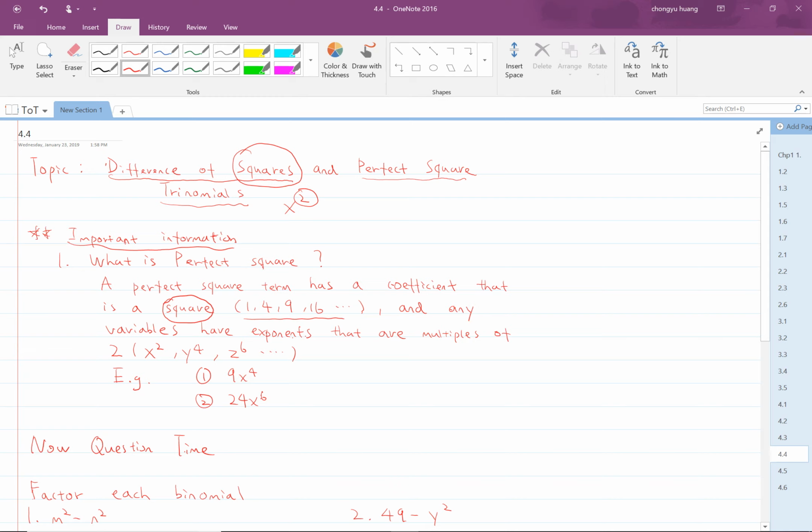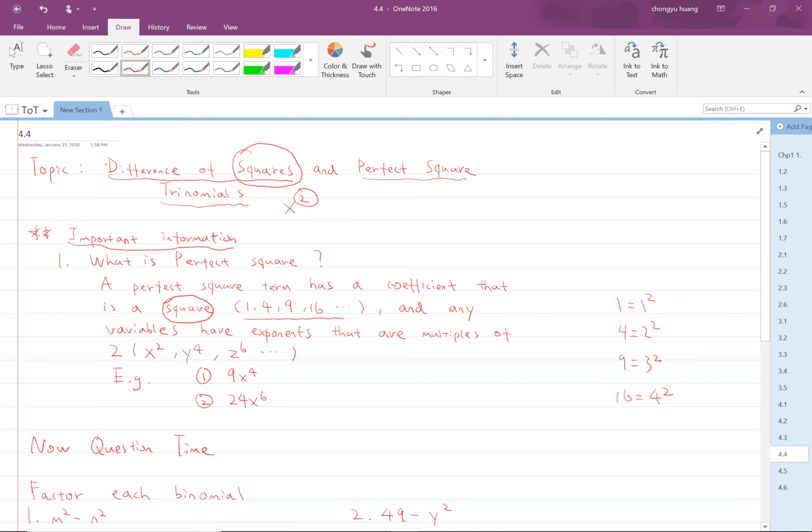It's 1, 4, 9, 16. You may ask me why: because 1 is equal to 1 squared, 4 is equal to 2 squared, 9 is equal to 3 squared, right? And 16 is equal to 4 squared. So that's the meaning of square.